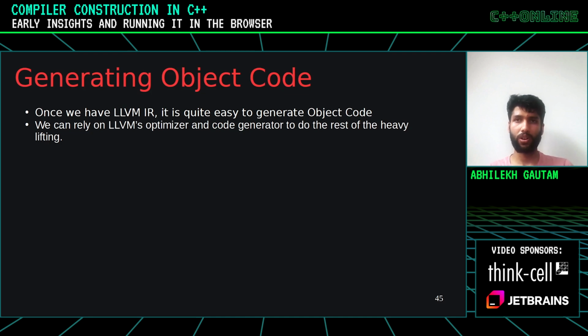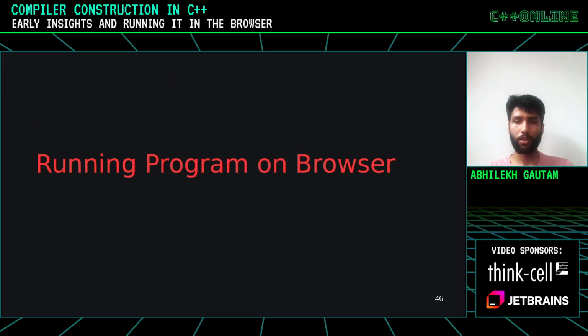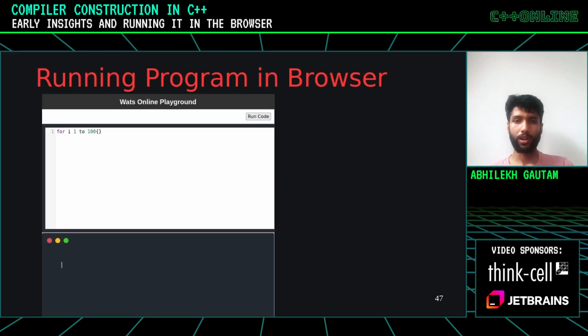Now I won't be talking about generating target code. Rather, I'd like to talk about how I compiled the compiler to WebAssembly so that I could run it in a browser, right? Running our compiler in the browser, that's the main target. This is a website that has a code editor on the top and a terminal on the bottom, and we have a run code button there. What I want is that the user presses the run code button and the code compiles in the browser.